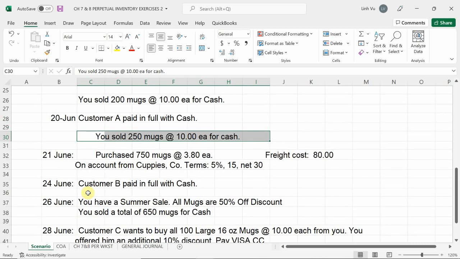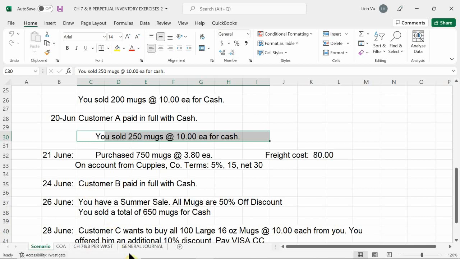June 21st, you purchase 750 mugs for $3.80 each with a freight charge of $80, on account from Cuppies Co., and they gave you terms of 5/15, net 30. How are you going to journalize this? You purchased 750 mugs at $3.80 each with freight of $80 on account.